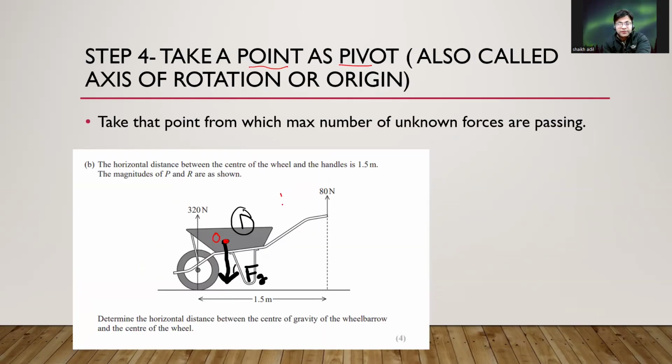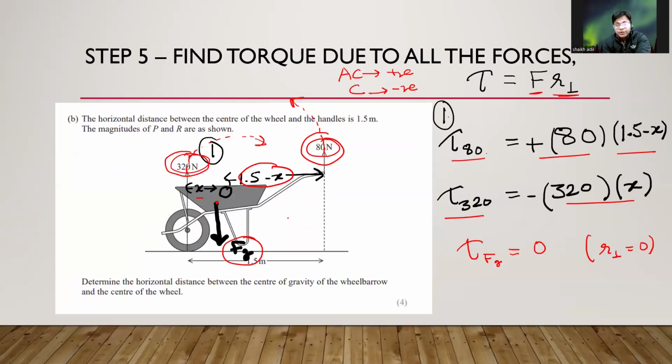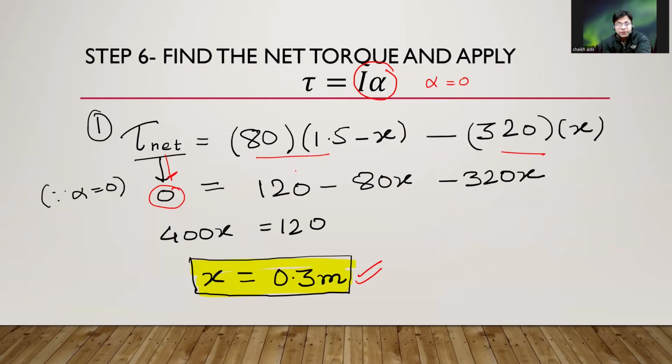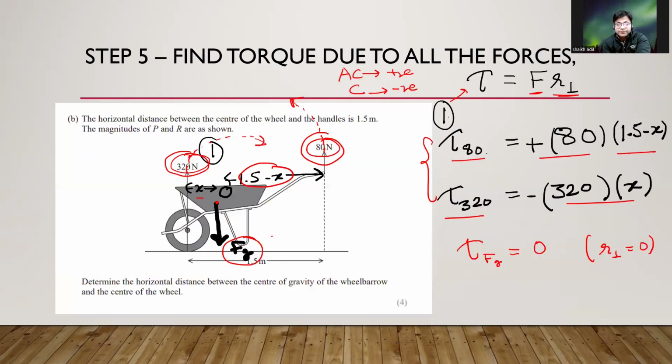You are going to get 1 mark for drawing the correct free body diagram. You are going to get 1 mark for writing the right formula of the torque and finding the torque correctly. Then you are going to get 1 mark for forming this equation and getting the right answer. In this way, you are going to obtain the marks for this question.